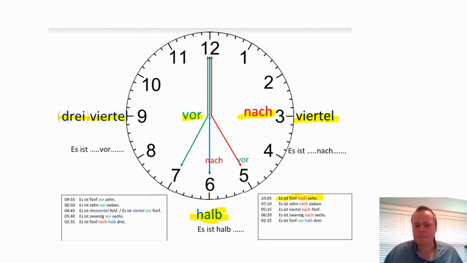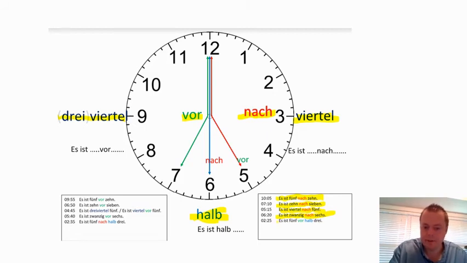Es ist 5 nach 10. Go ahead and answer the question. Es ist 10 nach 7. Remember, nach means after. Es ist Viertel nach 5. Okay, next one. Es ist 20 nach 6.